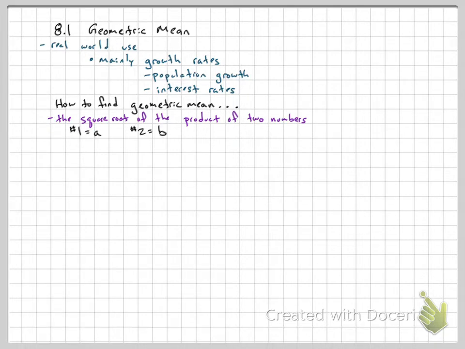So let's say my first number is A and my second number is B, right? So to find my geometric mean, I would first need to multiply those numbers together, and then I would take the square root of them. So my geometric mean is A times B, and then I take the square root of that value. So X would equal my geometric mean, okay? And so, like I said, it's a pretty simple process. There's not a whole lot to it.